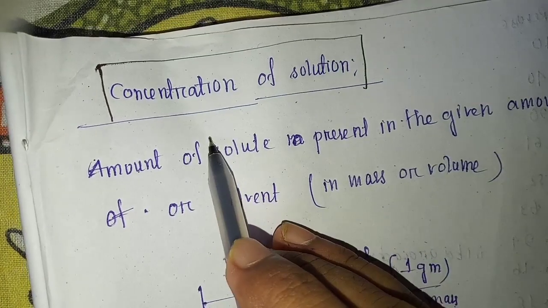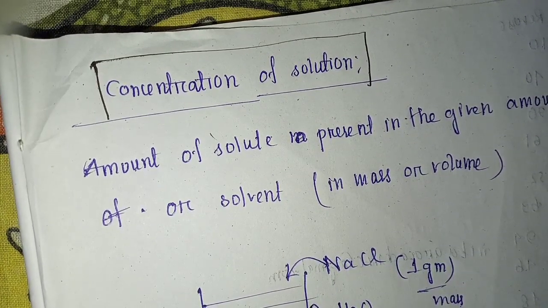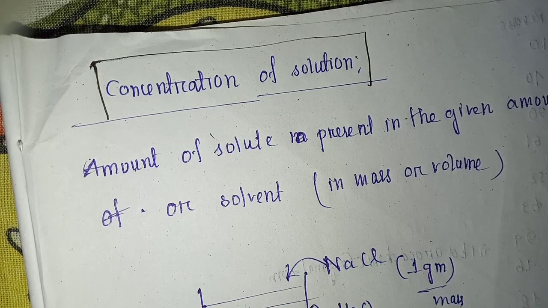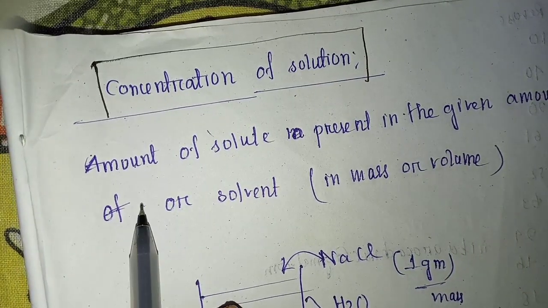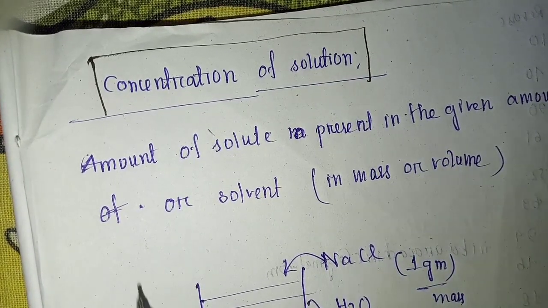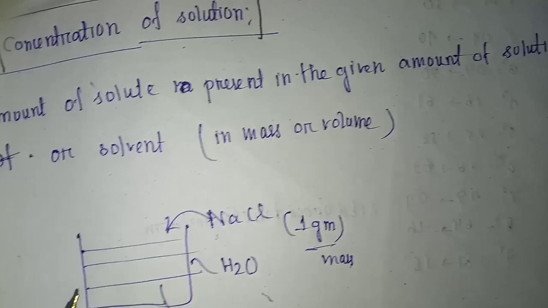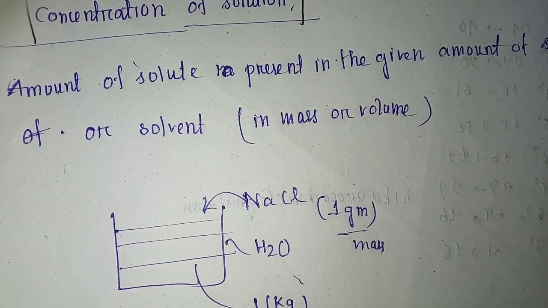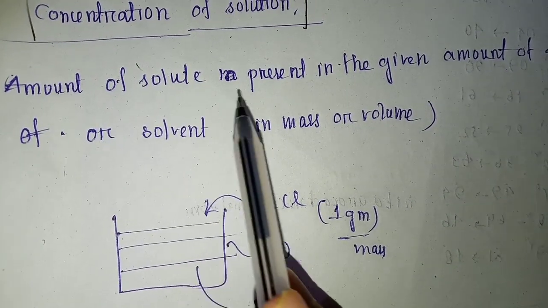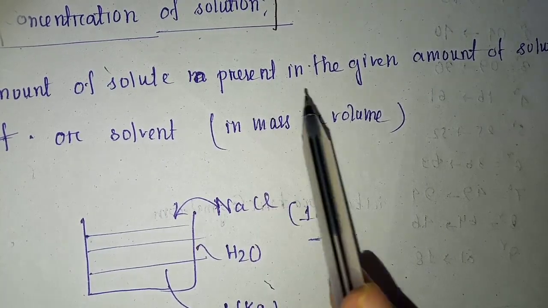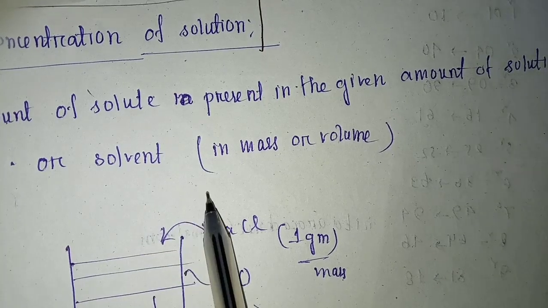Now come to the concentration of a solution. Before we find the concentration of any solution, first we have to know what concentration is. Let me read the definition. No, actually it is not a definition, I'm just trying to make you understand. The amount of solute present in the given amount of solution or solvent, in mass or volume. So what is concentration? Let me repeat: the amount of solute which is present in the given amount of solution or solvent, in mass or in volume.